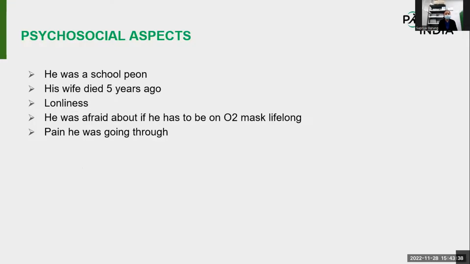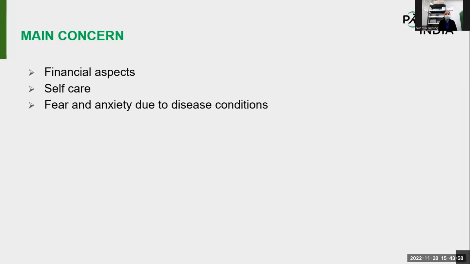On psychological aspects, he was a school pupil and his wife died 5 years ago. He was feeling very lonely. He was on continuous O2 because his saturation was not maintaining on room air. He was worried that he might have to be on O2 lifelong, and about the pain he was going through. Next slide. Main concerns: financial aspect, self-care, fear and anxiety due to this condition.